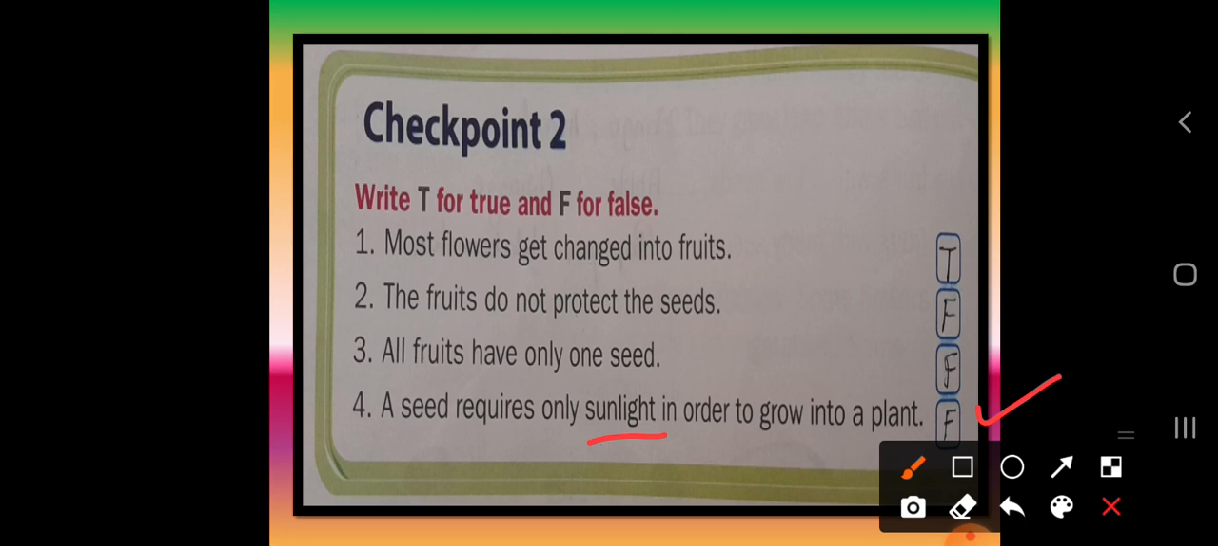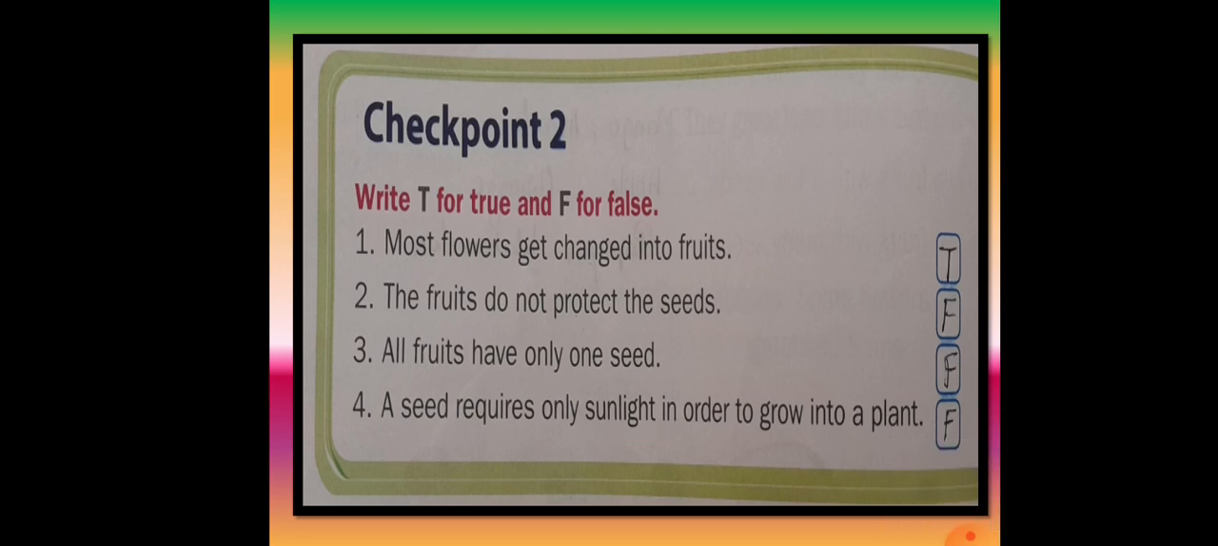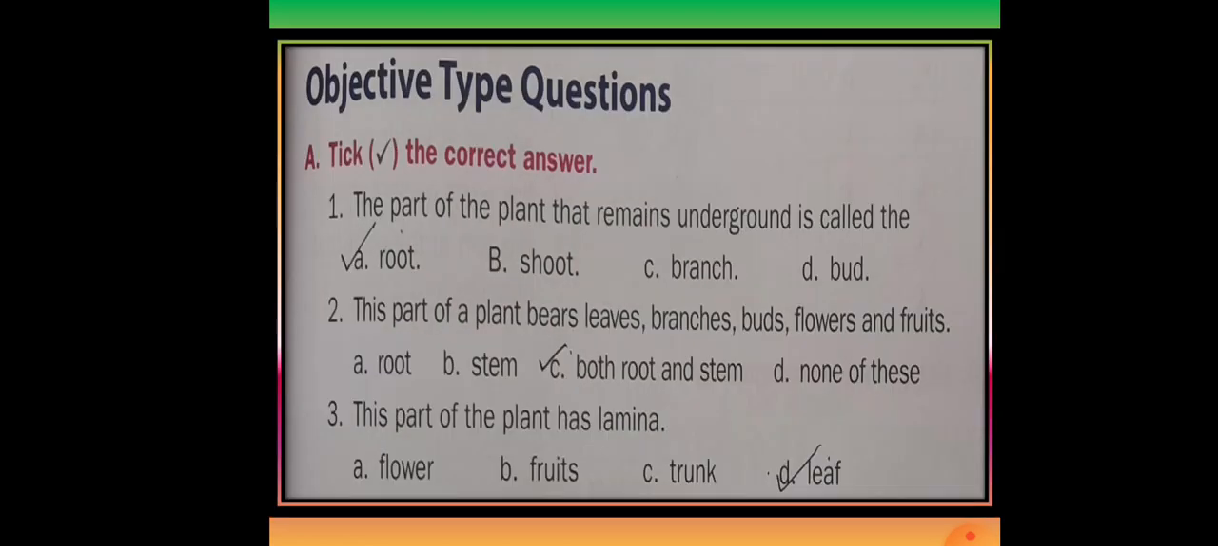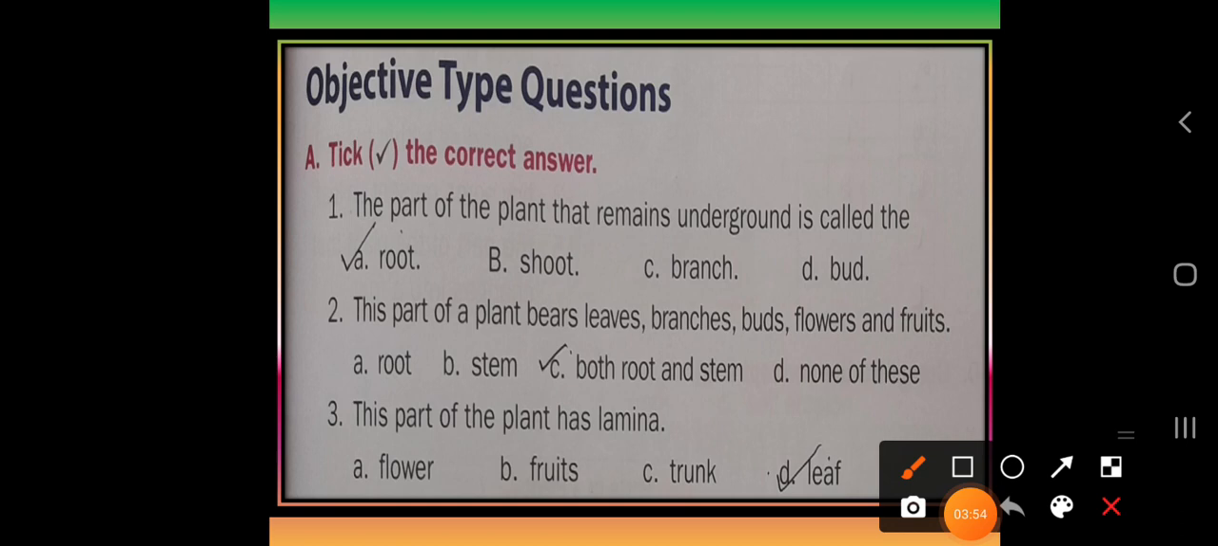So dear students, this is the true or false concept. I hope there is no confusion. Now let's begin the next exercise question. Which type of questions are these? This is the objective type question. It means one question is given, and for that question you are given four answers, and you have to select one.